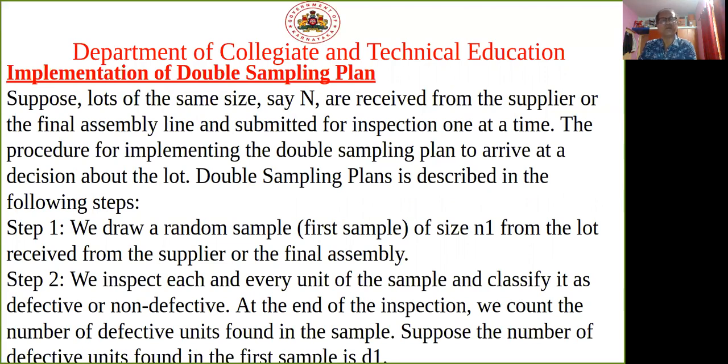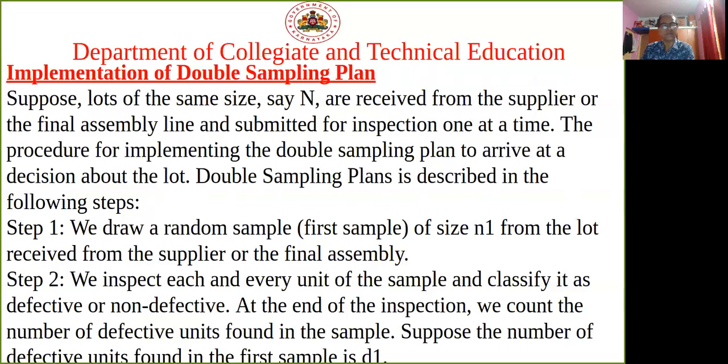Suppose a lot of the same size, say capital N, is received from the supplier, or the final assembly line, submitted for inspection one at a time. The procedure for implementing the double sampling plan to arrive at a decision about the lot is described in the following steps. So what are the steps involved in implementing the double sampling plan?